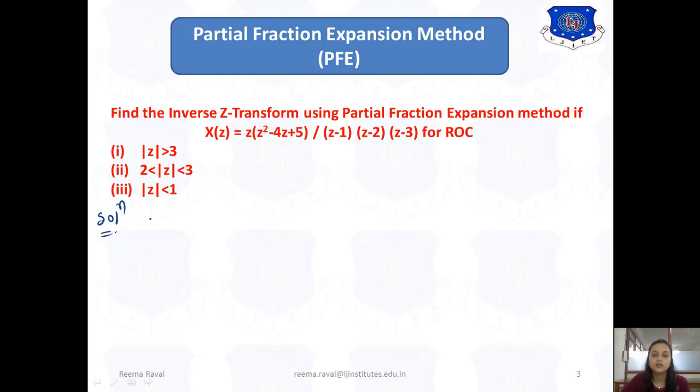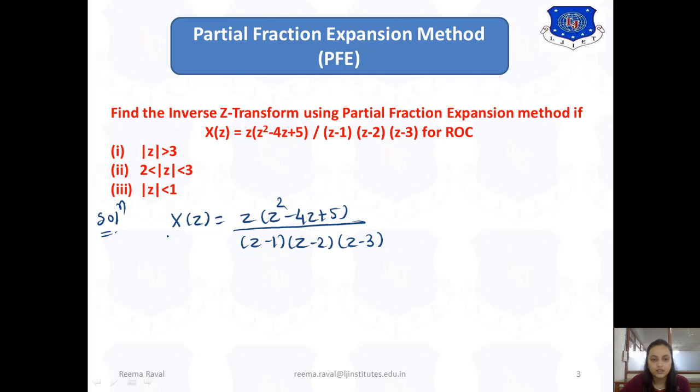To find the inverse Z transform by partial fraction, first of all, always remember that from the given X of Z, you will always have on the left hand side the term X of Z by Z. Let us see in this case, the given X of Z is Z into (Z square minus 4Z plus 5) divided by (Z minus 1) into (Z minus 2) into (Z minus 3). To have on the left hand side X of Z by Z, we will divide similarly on the right hand side part.